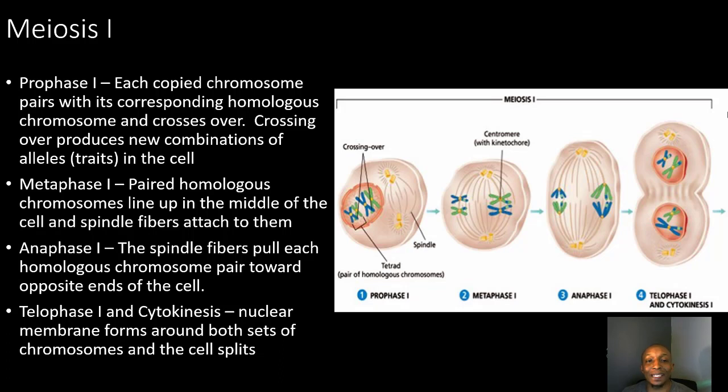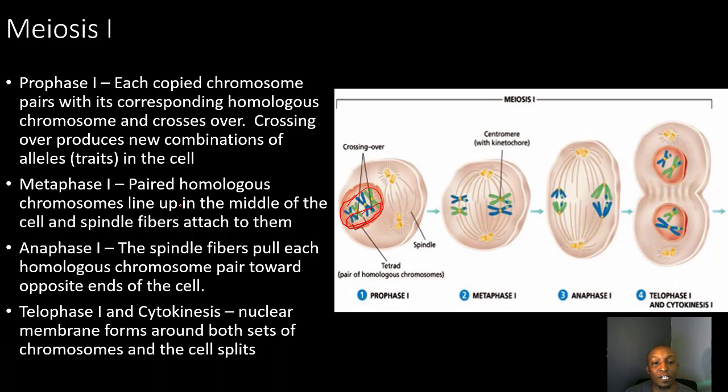In prophase 1, each copied chromosome pairs with its corresponding homologous chromosome and crosses over. Crossing over produces new combinations of alleles or traits in the cell. So we take a look at meiosis 1 right here. Here's that process of crossing over. If you notice at the bottom of these homologous chromosomes right here, they're exchanging genetic DNA between each chromosome.